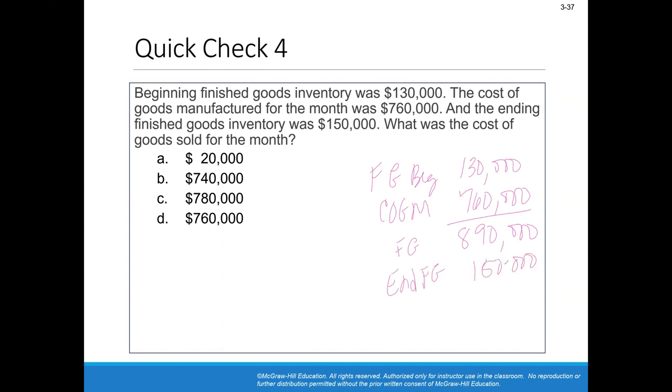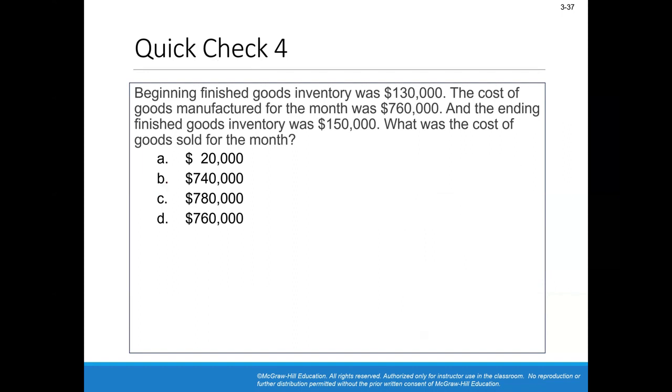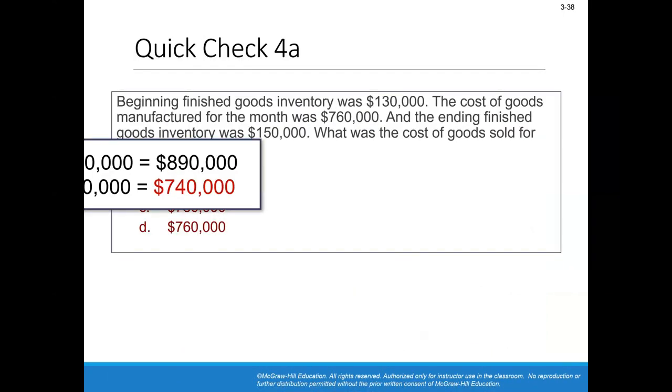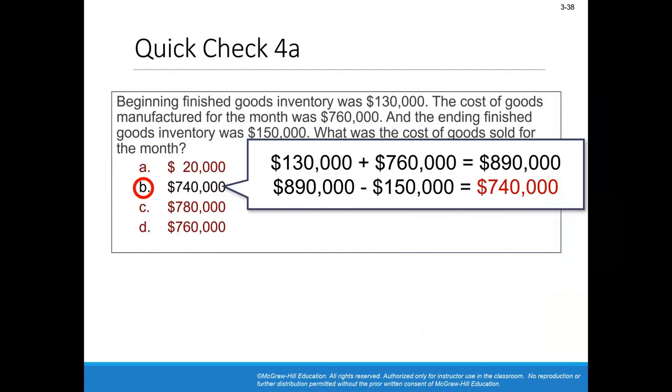So I have to take the difference to come up with what did I actually move over to cost of goods sold? What actually sold? So it's 740. Just taking the difference, the 890 minus that 150. So B. Okay, so there it is, just adding it up for you.